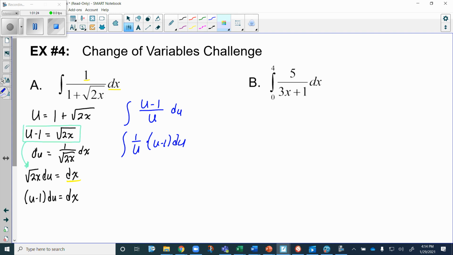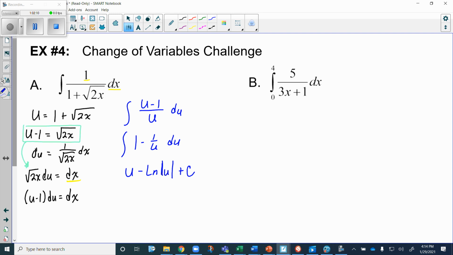Actually, no, I wrote that wrong, because we can do this with a common denominator. I can write this as u over u, which would be 1, minus 1 over u du. Now if I take the antiderivative of this expression, the antiderivative of the 1 is going to give me a u, because that's what we're integrating with respect to. And the antiderivative of 1 over u will be the natural log of u plus a constant of integration.